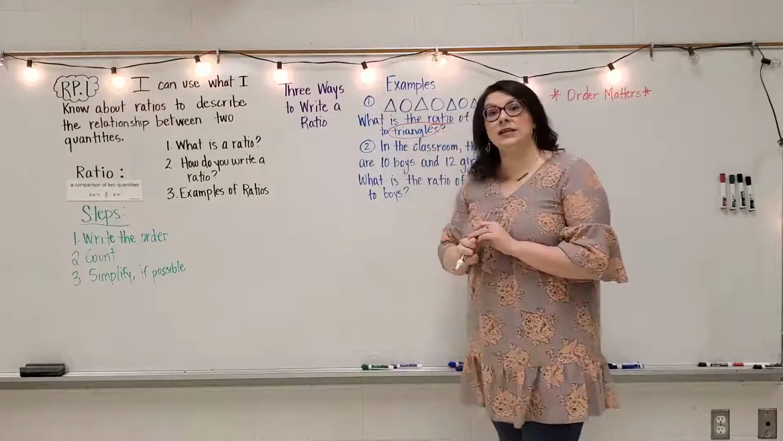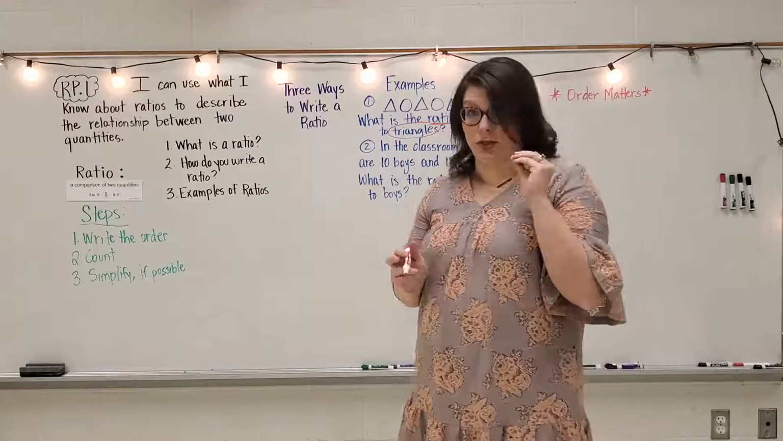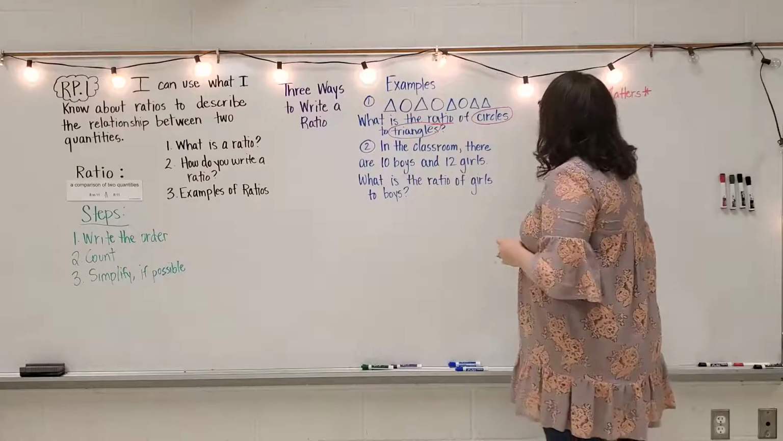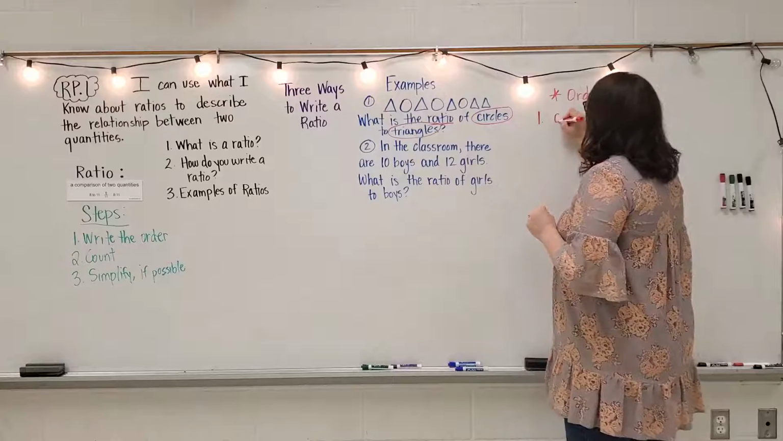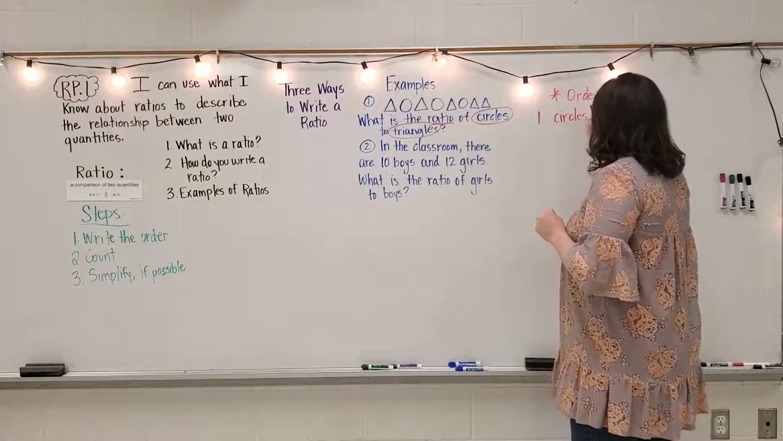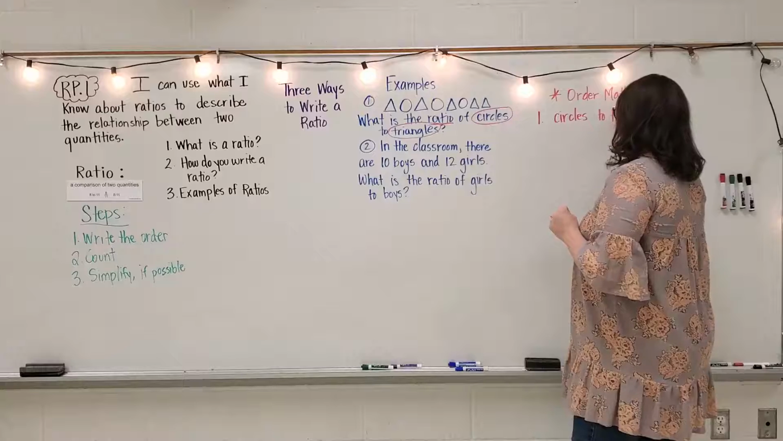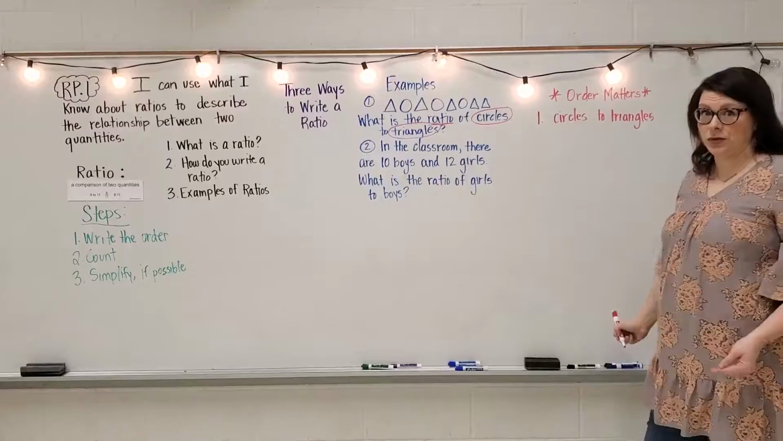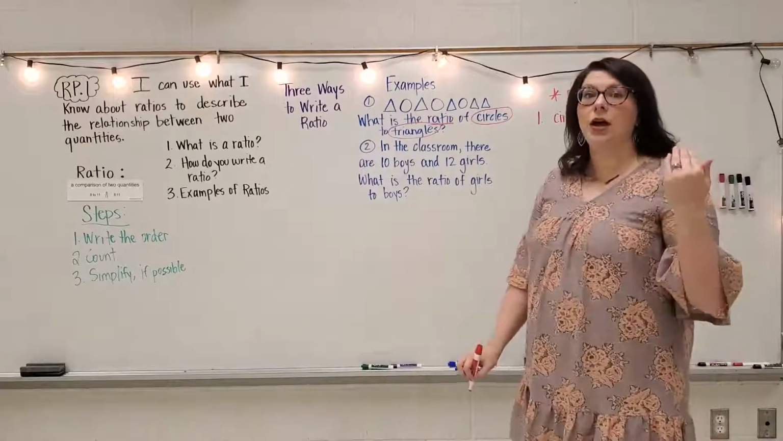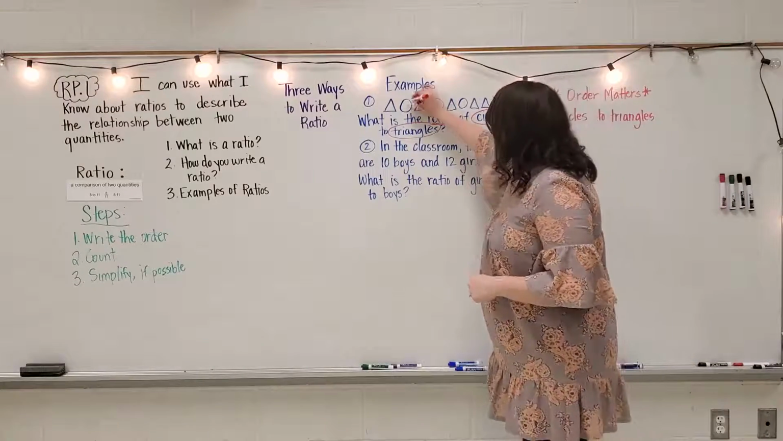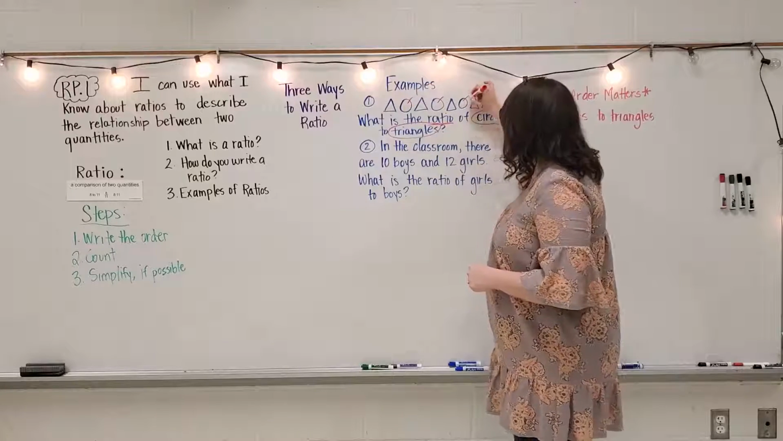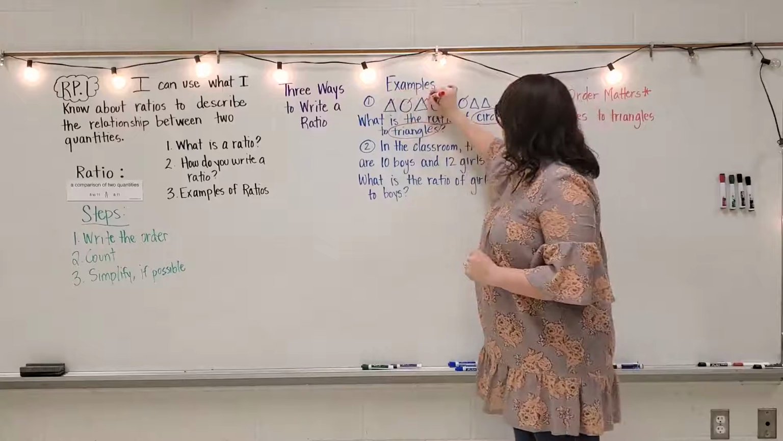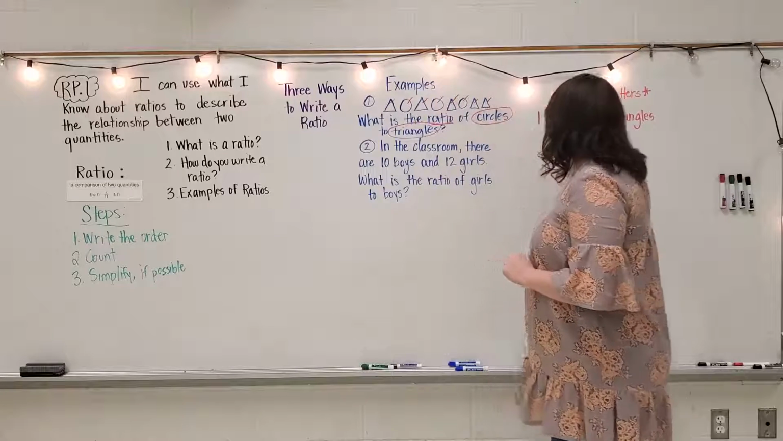Now, one of the things that you can teach yourself to do to make sure that you're doing it correctly is to go ahead and write down that order. Circles to triangles. Then, the next step is just to count the number that goes in each quantity. So, for circles, I have 1, 2, 3 circles. And for triangles, I have 1, 2, 3, 4, 5.